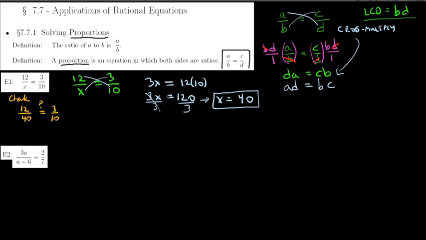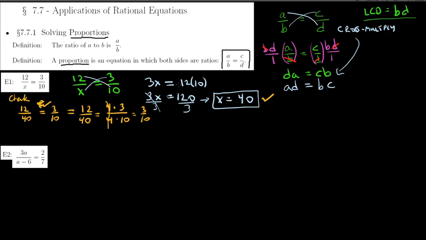Well, it may not be obvious because it looks like they're different fractions. But remember that 12 over 40 is not in lowest terms. They both share a factor of 4. 12 is 4 times 3, and 40 is 4 times 10. So if you cancel the 4's, you're left with 3 over 10. So indeed, 3 over 10 does equal 12 over 40. In other words, this is correct, and that's how we know that x equals 40 is correct.